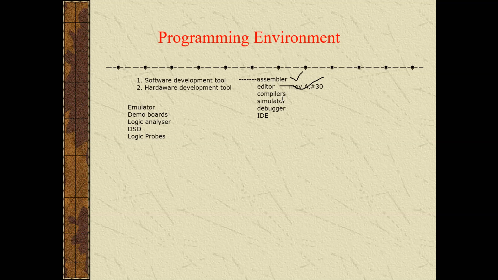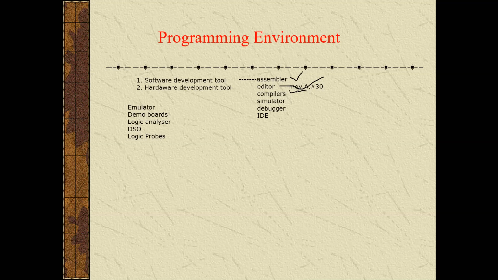So let's see what the compiler does now. The compiler is a program that translates the high-level language source program to a machine-level language program. This is the operation of the compiler. The compiler is itself also a program. It translates the high-level source program into a machine-level program that the machine can easily understand.